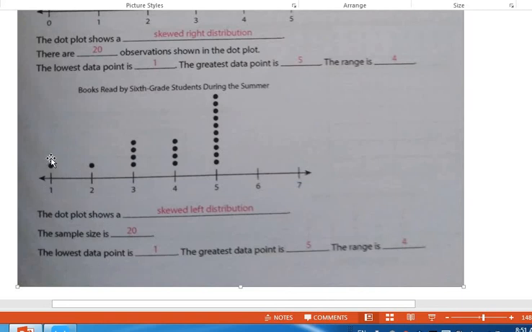The lowest data is 1. Don't forget 1. When I'm talking about the range, I take this 1, the least, and the greatest one is 5. So the range here is 5 minus 1, which gives you 4. By that we have covered all the lesson.